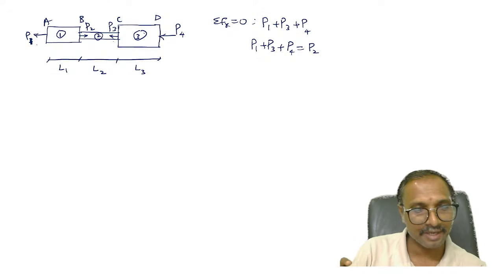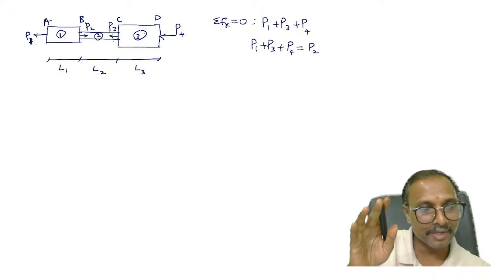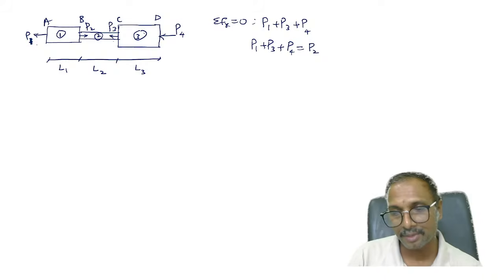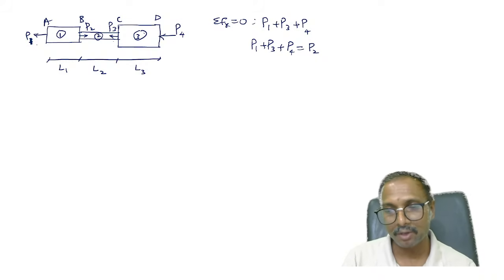And what does it mean? P2 is a very big value compared to all of them, or not? P2 is a very big value compared to all of them.